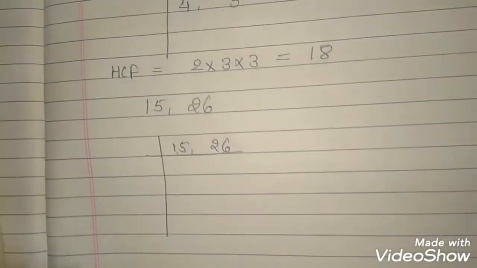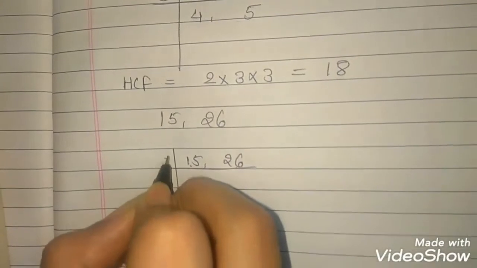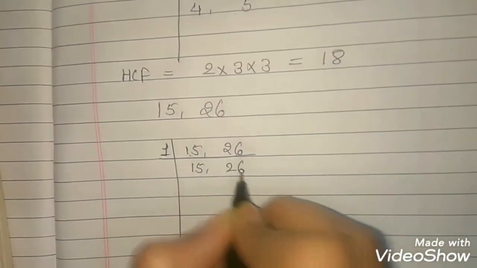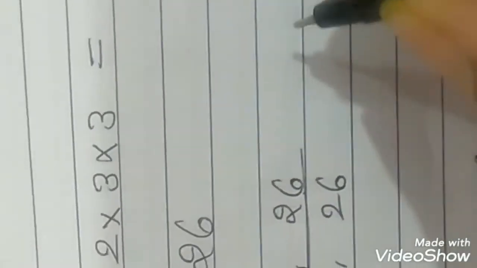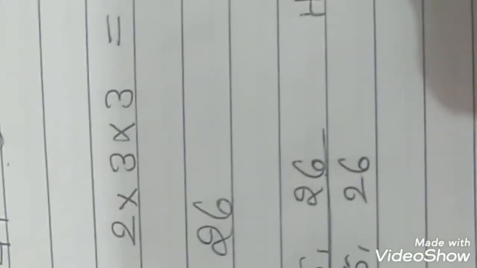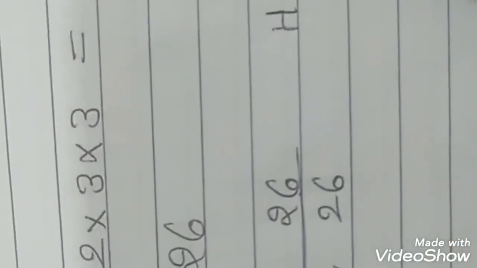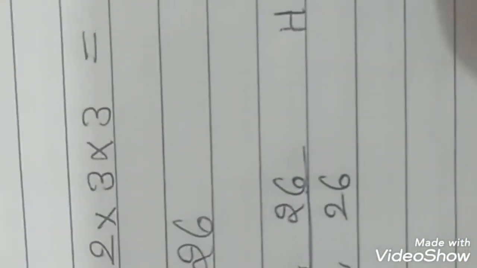So HCF will be only 1, because 1 is the only common factor between 15 and 26. So HCF is 1 because there is no any common factor between 15 and 26.